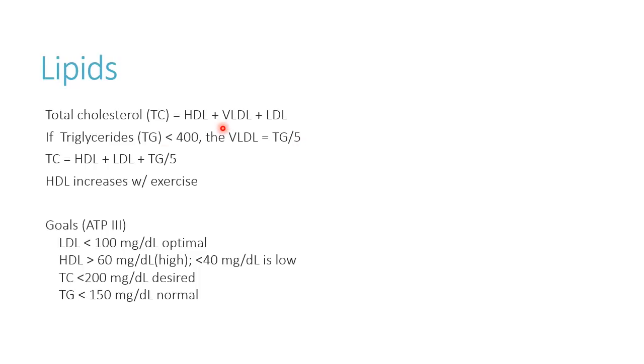Before, the ATP3 was the previous guideline we were using for a while, and they were shooting for specific numbers that you wanted to reach. For instance, you wanted your LDL down to less than 100 milligrams per deciliter. That was optimal, right? You wanted your HDL to be above 60. Anything above 60 would be considered very protective. Less than 40 was not so protective, right? Nowadays, we're moving away from getting to these specific numbers.